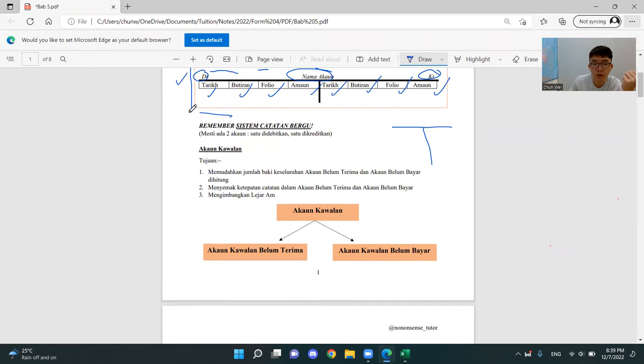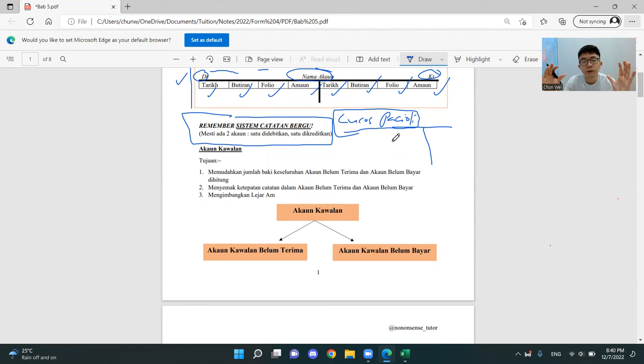Then remember, I purposely write this out. You must remember Sistem Catatan Buku, and this Sistem Catatan Buku, I have been saying it since the first day of the class, right? This Sistem Catatan Buku is actually diperkenalkan oleh siapa? Lucas Pacioli. I don't know how to pronounce it, but this is actually an Italian name because this guy is an Italian mathematician. So this guy is an expert in mathematics.